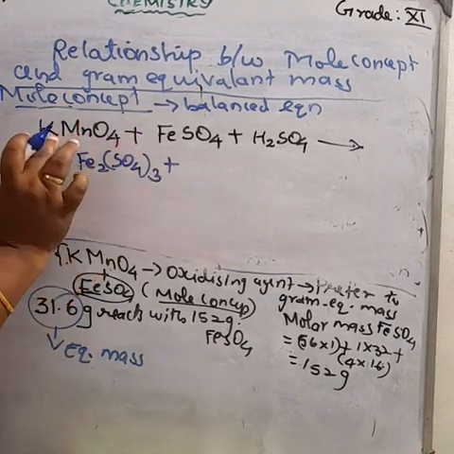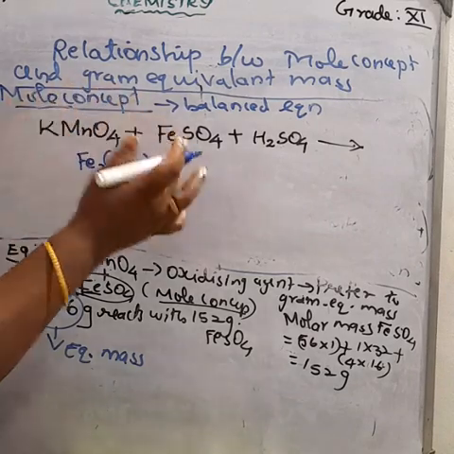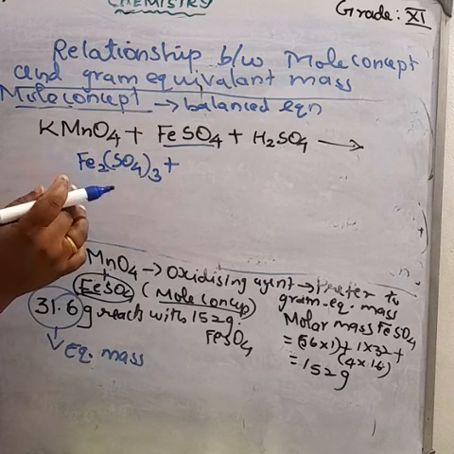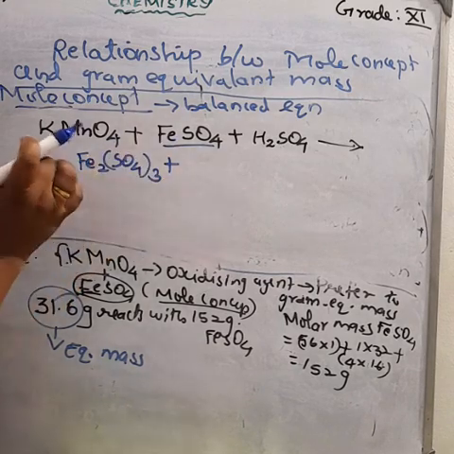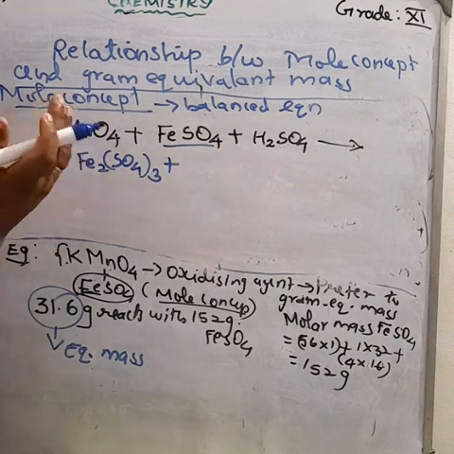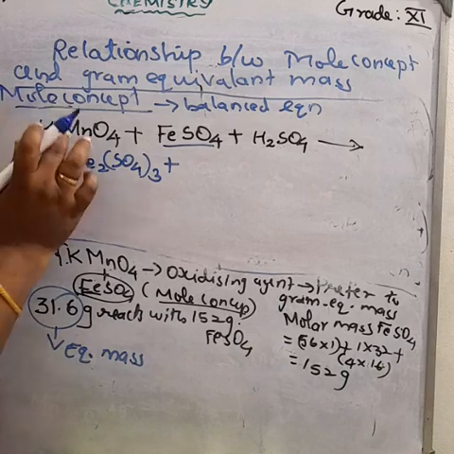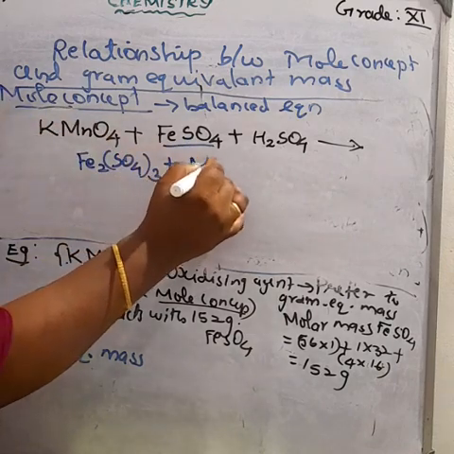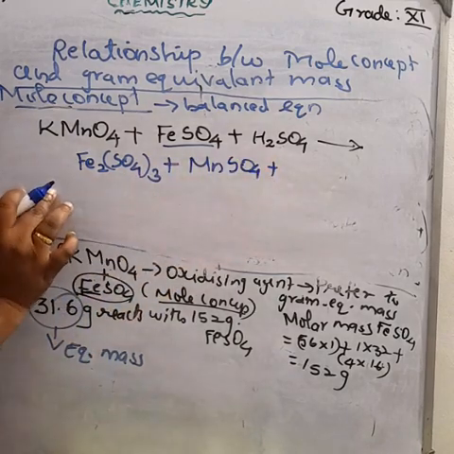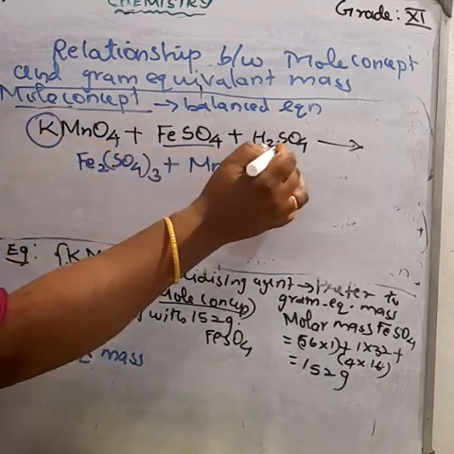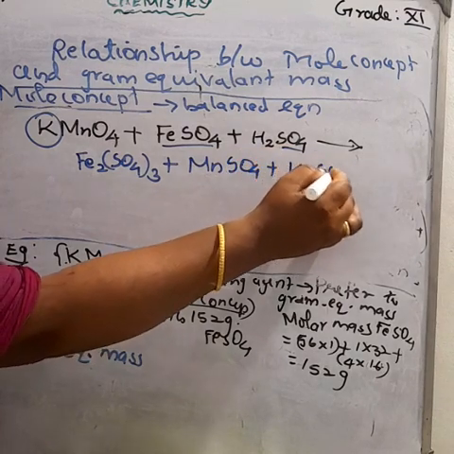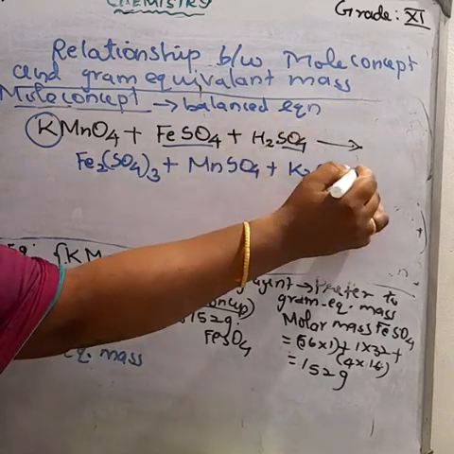We have to remember this: potassium permanganate, one of the oxidizing agents, can oxidize the ferrous sulfate. When the ferrous converts to ferric, the manganese accepts the electrons and gets reduced to Mn2+. Manganese reacts with the sulfate to form manganese sulfate, and potassium also reacts with the sulfate to form potassium sulfate. Hydrogen is also there, so we get water molecules also.